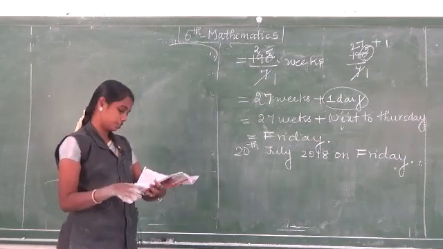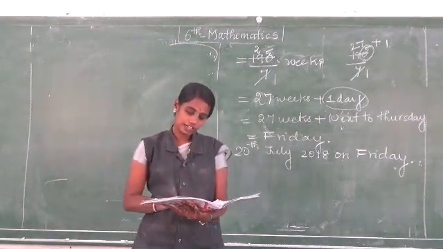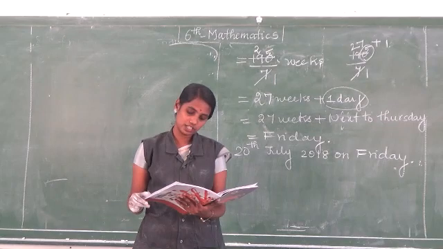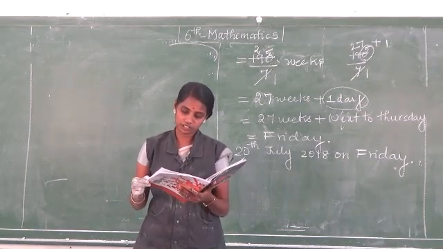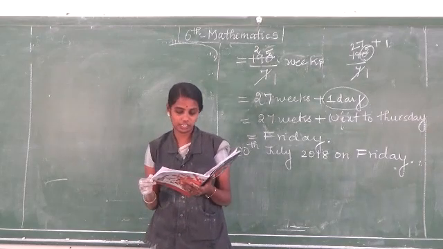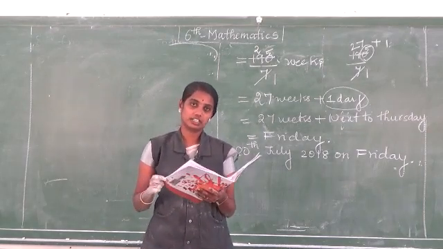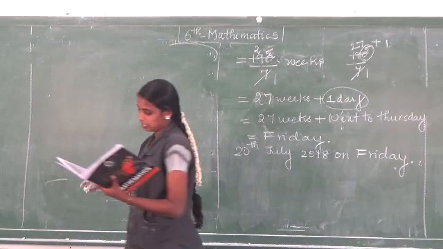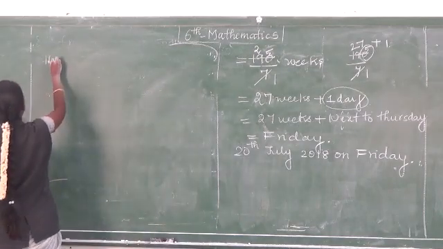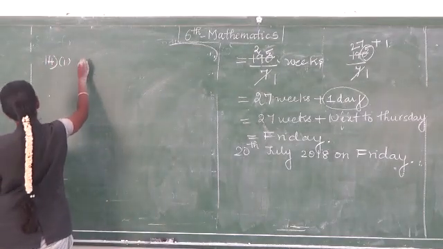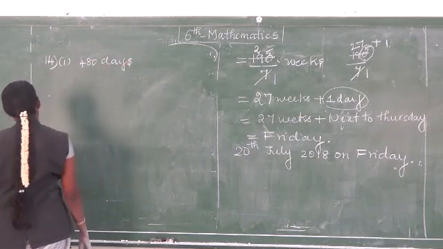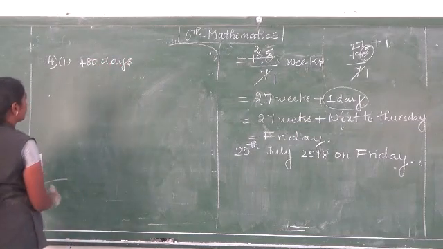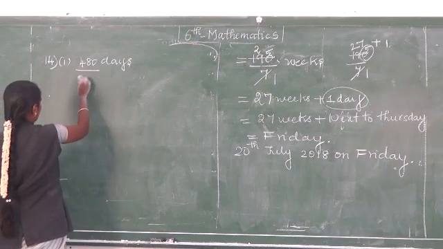Next question number 14. Convert 480 days into years. We don't know whether it is a leap year or an ordinary year. Just we are going for the 365 days. 480 days. So 480 days, how many 365 we will find out.